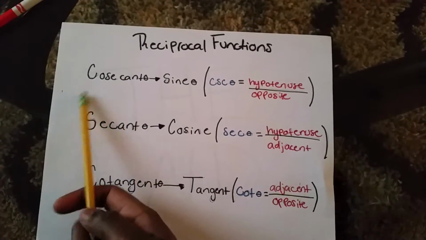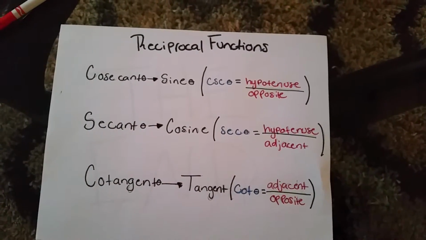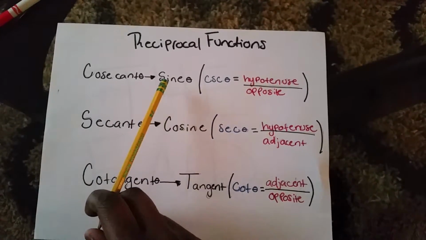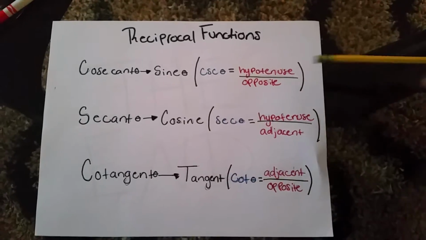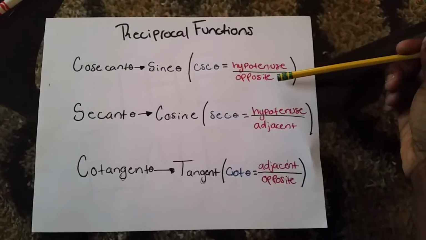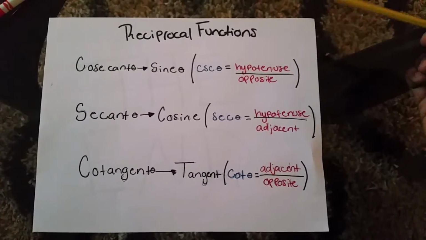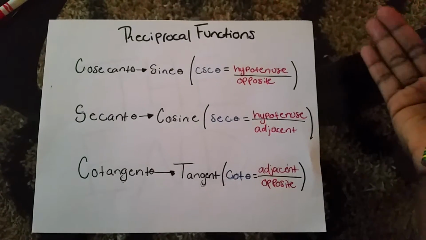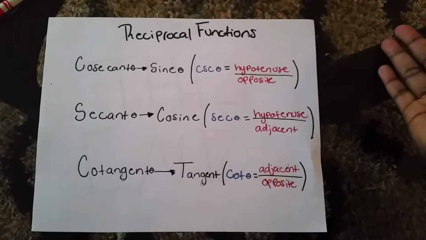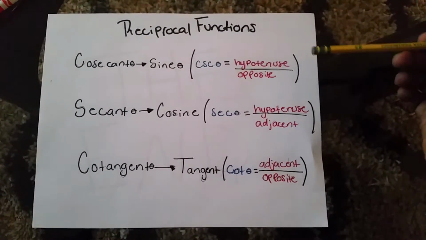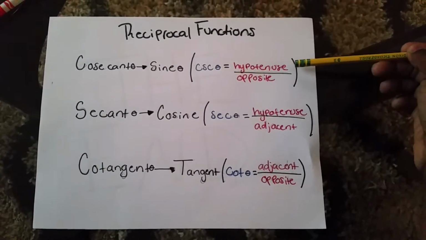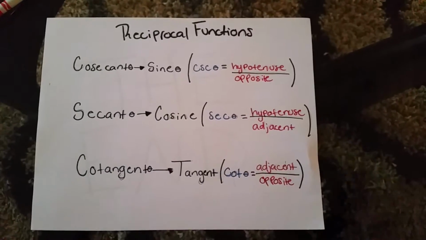So cosecant is the reciprocal function of sine, and it's abbreviated as CSC, which is hypotenuse over opposite. And basically the reciprocals are just the original ones flipped upside down. So instead of opposite over hypotenuse, you have hypotenuse over opposite.